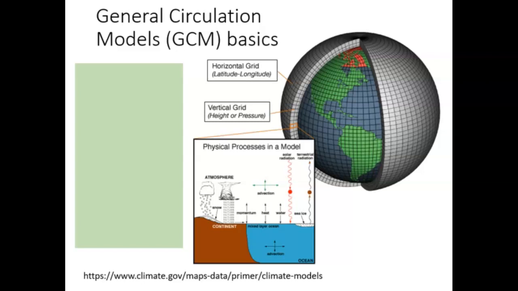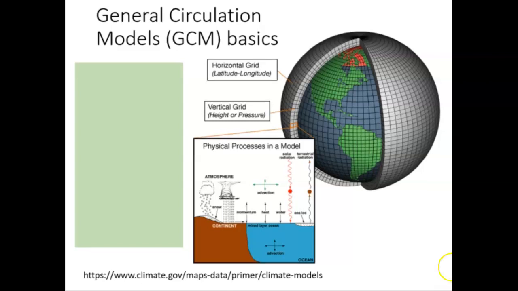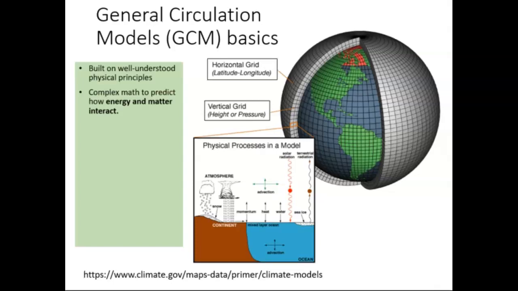GCMs are built on well-understood physical principles. They use complex math and computer algorithms to predict how energy and matter interact. GCMs are temporal models, meaning that they predict changes over time. Time intervals can vary from year to year to minute. The smaller the interval, the more precise the prediction.